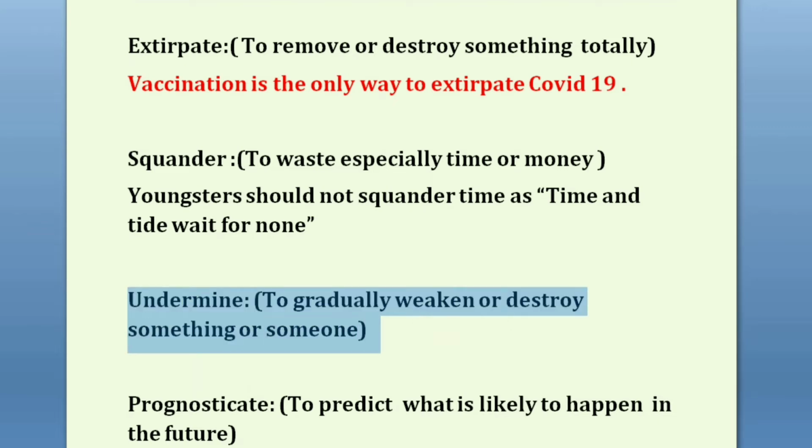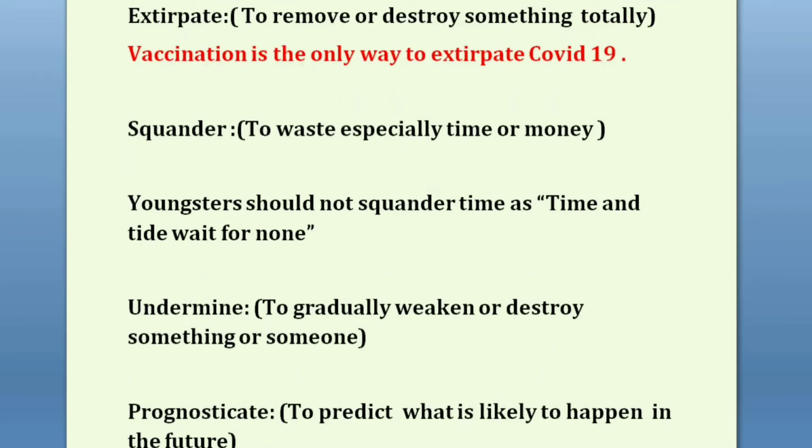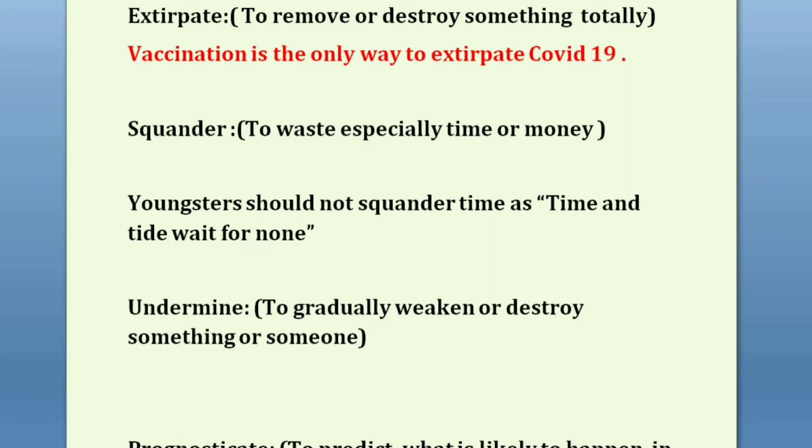So let us turn our attention to the third advanced English verb which we have, which you see on your screen, is undermine. I hope you see on the screen the third advanced verb which we have is undermine. Okay. So undermine means to gradually weaken or destroy something or someone. Okay. So let me show you how we can use this.